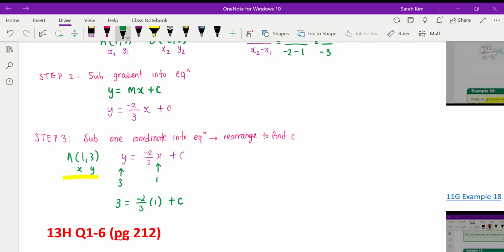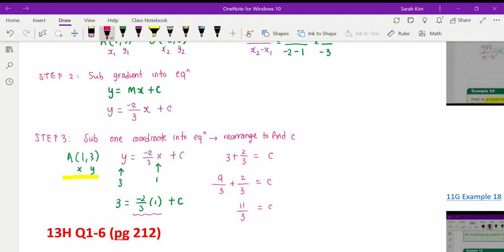All I have to do is rearrange to find c. So I'm going to move this to the other side, so it becomes 3 plus 2 over 3 equals c. If I chuck that in the calculator, hopefully you can find it. I'm just going to do it manually because I don't have a calculator with me. So it's called adding fractions, which is 11 over 3.